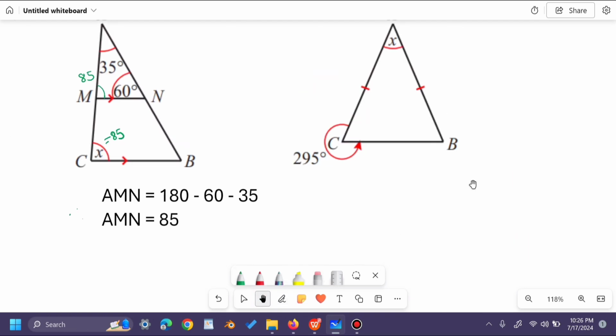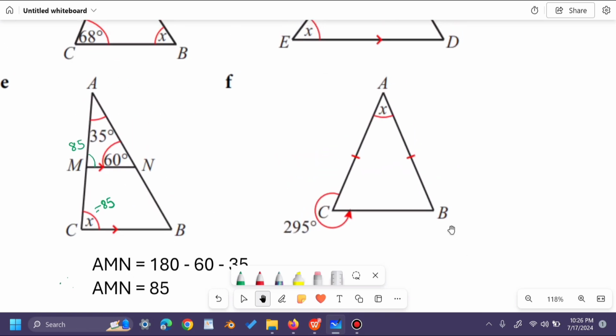Alright, now we have the F part, and we know that this part is C, and we don't know this part. Obviously, if this is 295, we know that 360 minus 295 is going to be the answer for this one. So 360 minus 295 is 65 degrees. If this is 65, that means this is also 65, because this is an isosceles triangle and these two lengths are equal.